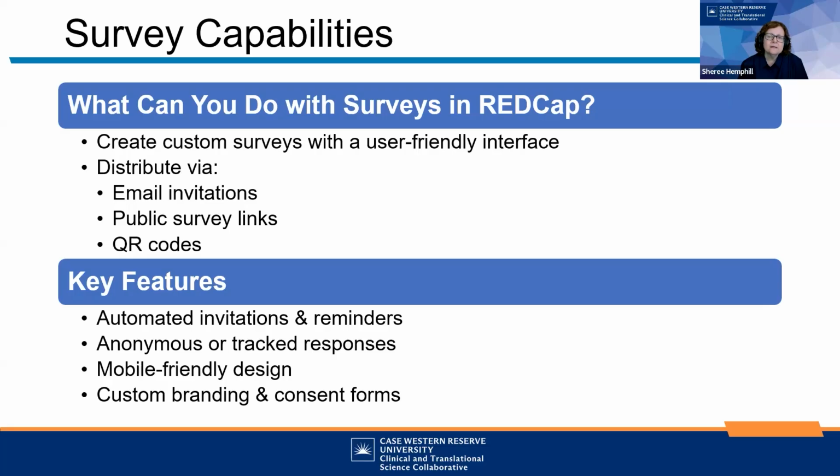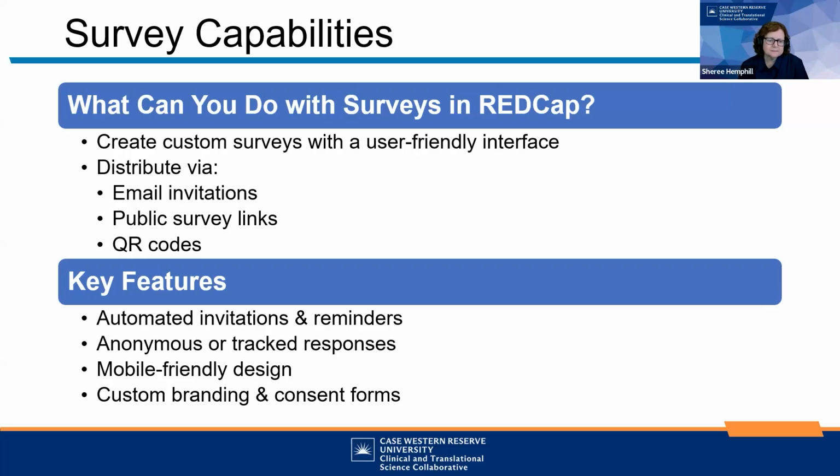But the surveys, you can send them out in a variety of ways. We'll talk a little bit about that here. You can send out email invitations. There are different kinds of links in REDCap. There's something called a public survey link. That's a single link. Everyone would use that same link. Sometimes that's put on a flyer. Maybe there's a QR code that goes to that link that people can just scan with their phones and fill out a survey, right?